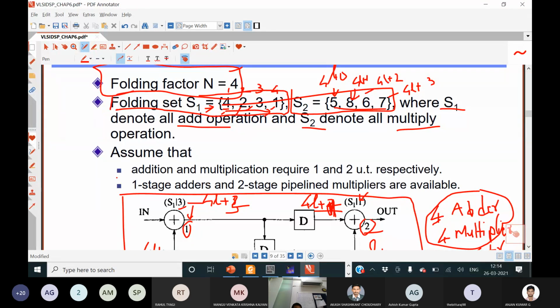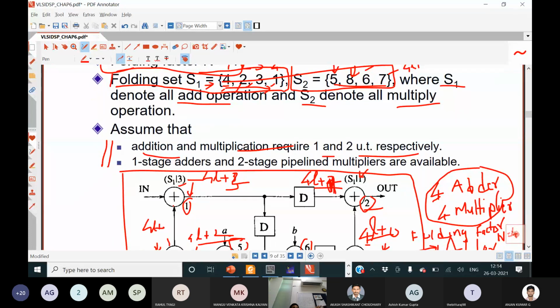Apart from this, another piece of information is also given to you: the adder and multiplier require 1 and 2 units respectively. That means these resources, the adder and multiplier, have an internal execution time of 1 unit and 2 units. So the multiplier has a delay of 2 units and the adder has a delay of 1 unit. Apart from that, the pipelining is also defined. One stage pipelining is for the adder and two stage pipelining is for the multiplier.